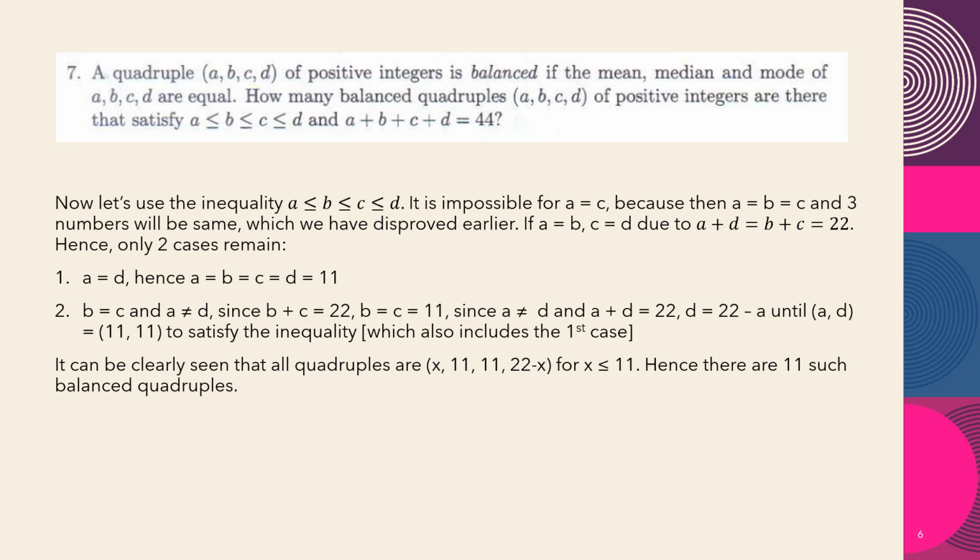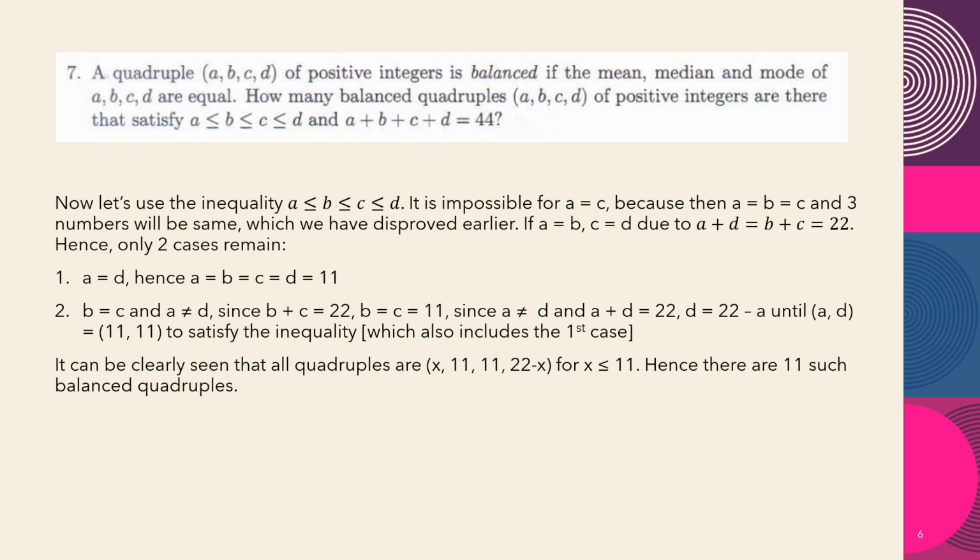It is impossible for A to equal C if you think about it, because if A was equal to C, A would also have to be equal to B, and B would also have to be equal to C, and hence three numbers will be the same. But we've disproved earlier that it cannot be possible. Now if A equals B, C equals D, and due to A plus D equals B plus C, this is possible if A equals B and C equals D equals 22.